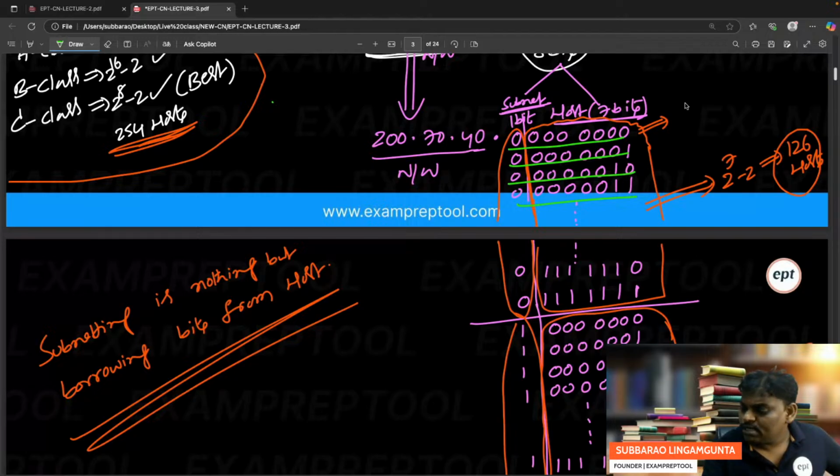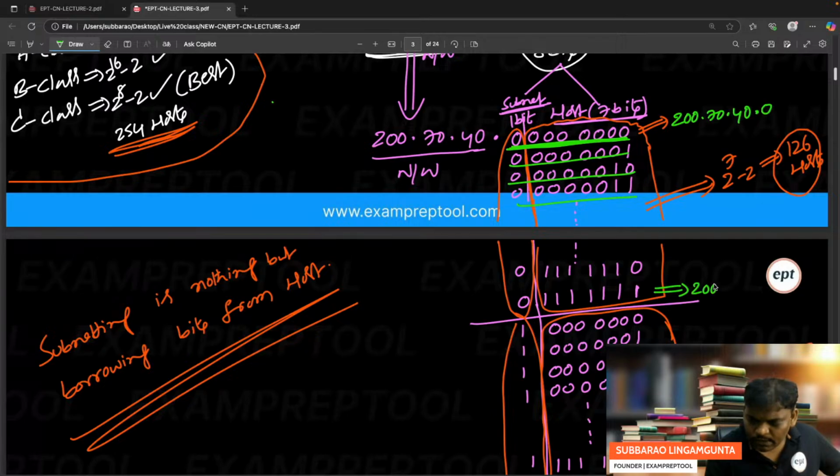Suppose someone is asking, sir, if I take the above one, what is the first IP, what is the last IP? See this one, network part no change. Host part, can you read all the 8 bits? For your convenience you divided it, but at the end of the day total 8 bits you read. Here you see 0. Now see this also, 200.70.40, and total 8 bits you read, which is going to be 127.